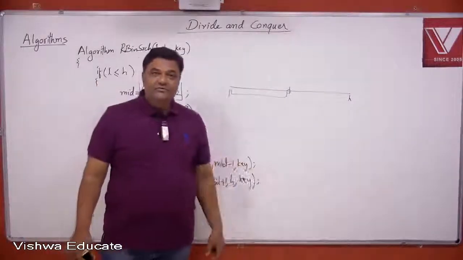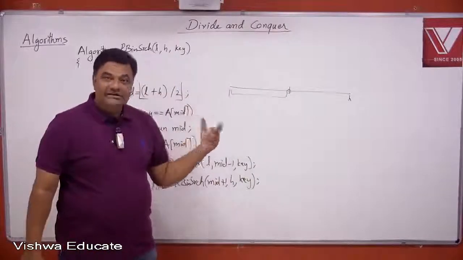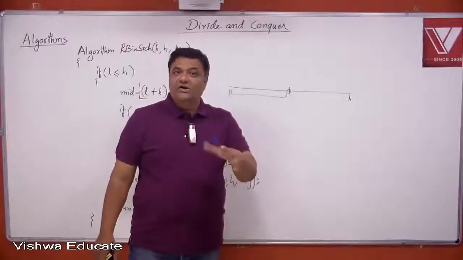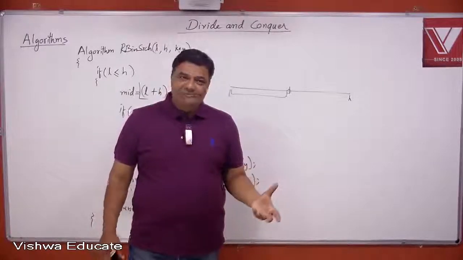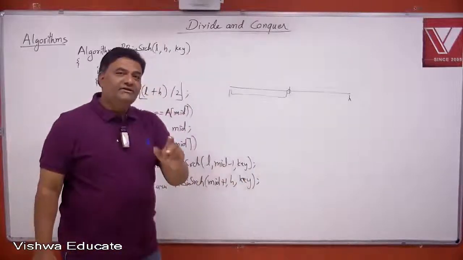It is divided into two parts, isn't it? Either left side or right side. In this problem, we have to check either left or right, not both. But in the rest of the problems, we have to do processing on both sides. But in binary search, only one side is enough.